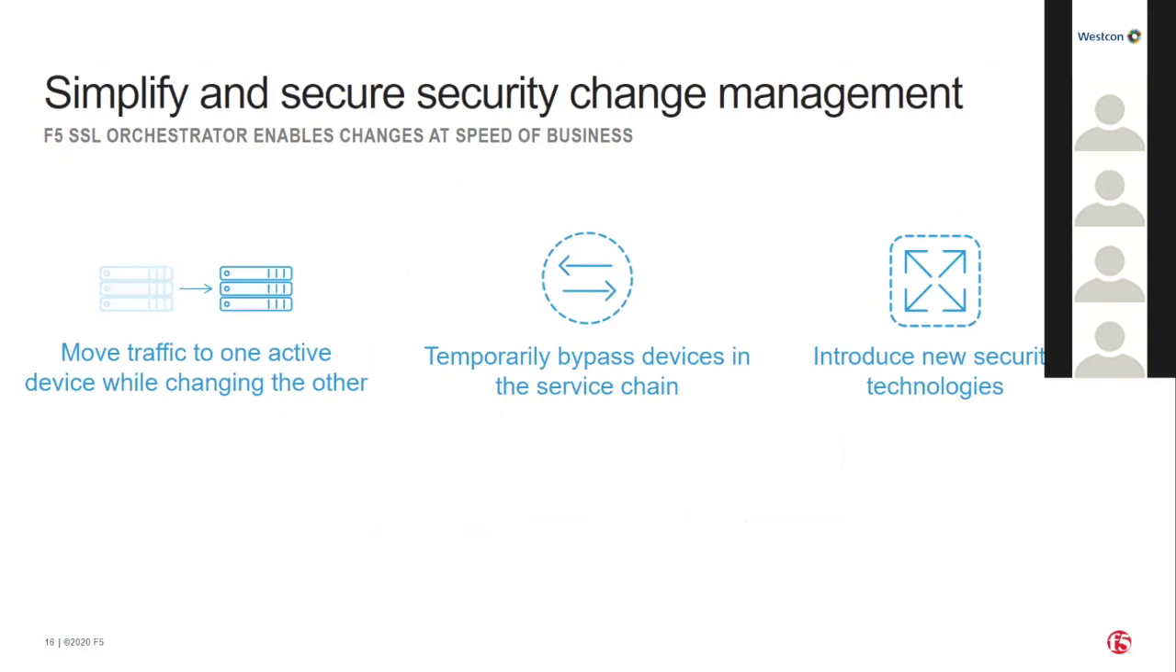So your organizations can move traffic from one active device while changing the others. And then the service chain can temporarily be inspected by other devices that are active, leading to a seamless experience with no lack of coverage for inspection services. So what we want is that your businesses can use F5 SSL Orchestrator to introduce new security technology by sending those traffic streams to the new devices in their dynamic chain.